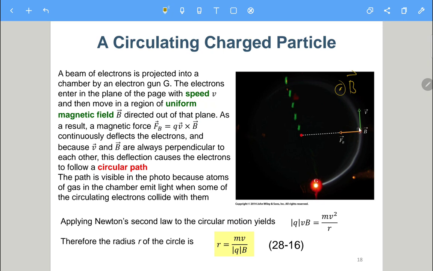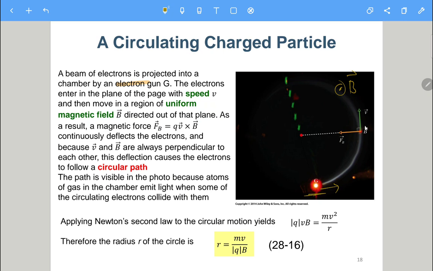Now we assume that there is a particle. G here means a generator to generate some particles, which are actually electrons. So we have an electron gun, G here, and it will shoot out electrons in this direction. Suppose this charge, at this moment, has a velocity pointing more or less upward.